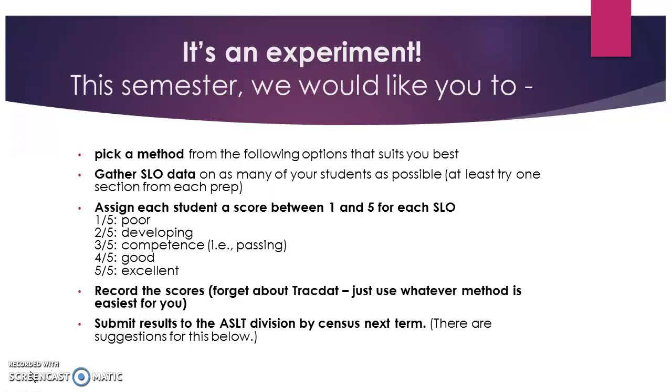1 is poor, 3 is competent, 5 is excellent. Bit like course grades. 1 and 2 is F and D, 3 is C, 4 is B, 5 is A. I'd like us all to record the scores in the most convenient way. Forget TrackDat for the moment. That is the software that we can configure to be what we need, but we first have to find out what we need. So just record the scores the easiest way and submit these results to the ASLT division by census of next term.